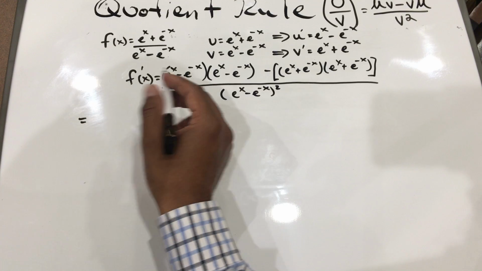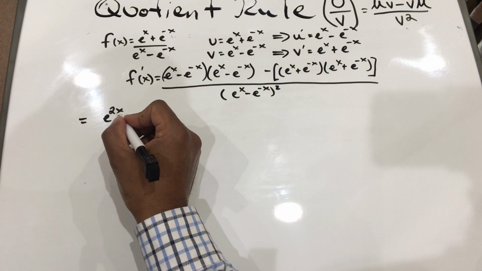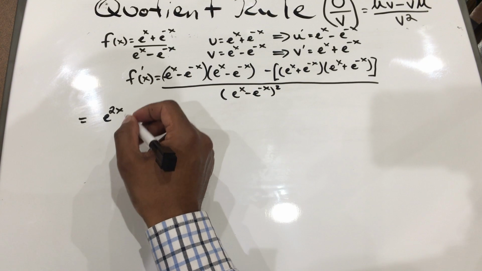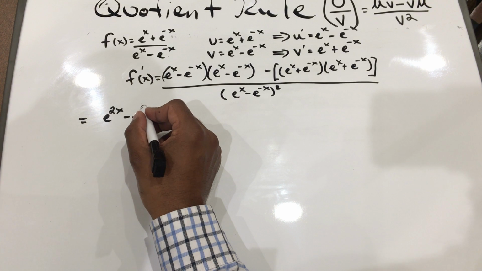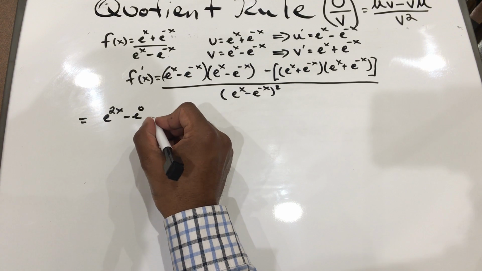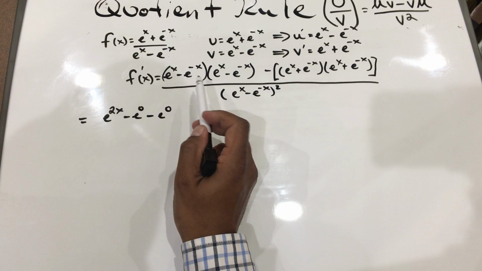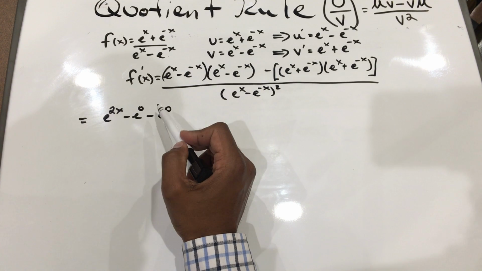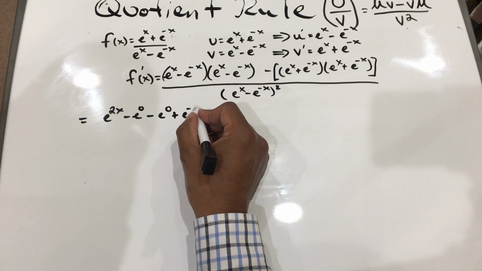So e to the x times e to the x would be e to the 2x. e to the x times minus e to the x would be minus e to the 0. And this is going to end up being minus e to the 0, because when you multiply same bases, you add exponents. And minus x plus x is 0. Plus e to the minus 2x.